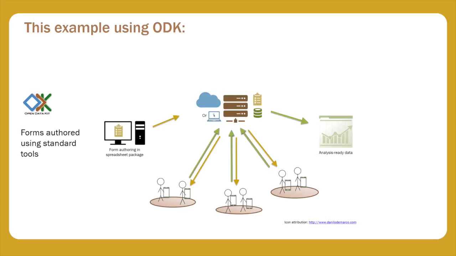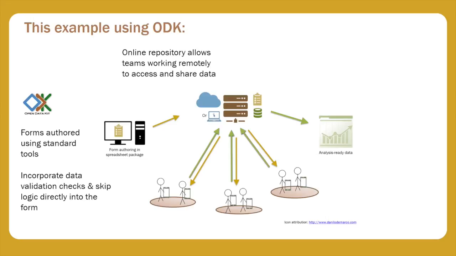Most tools, including ODK, can incorporate data validation checks directly into the form, preventing a lot of errors before they happen. An online repository will allow teams working remotely to access and share data, and provide a central location for enumerators to get forms to ensure everyone is working with the same version of the collection tool. If the enumerators have a network connection during fieldwork, such as a SIM-enabled device, then the data can be uploaded in near real time. Researchers can monitor the fieldwork much more effectively than if the enumerators kept all the collected data until the end of the fieldwork.